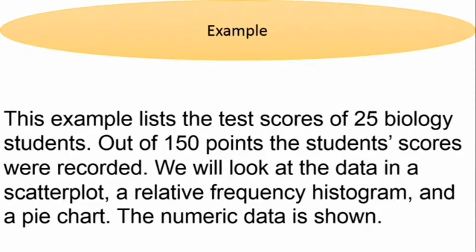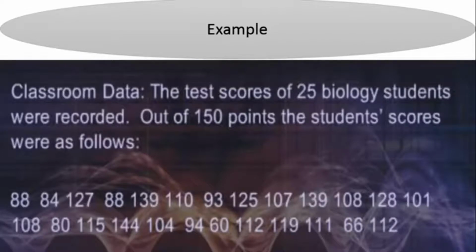We will take another example in order to illustrate other ways of representing data. In this example, we will have a list of test scores for 25 biology students, out of 150 points. We will look at the data in a scatter plot, a relative frequency histogram, and a pie chart. Here is the numerical data related to classroom data, and you can see the different scores obtained by each of the 25 biology students.